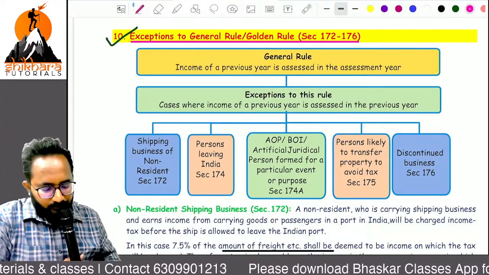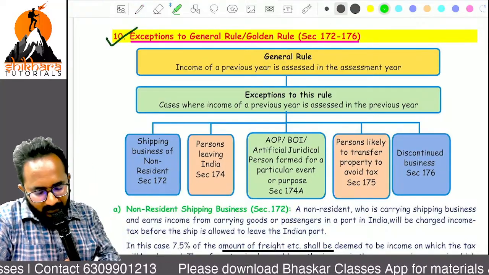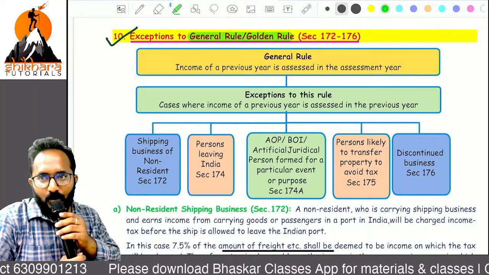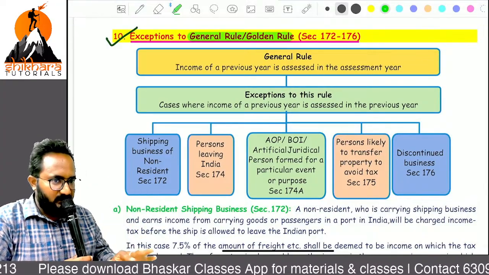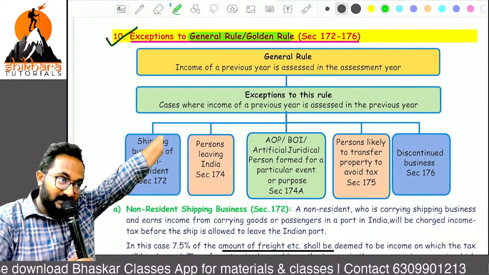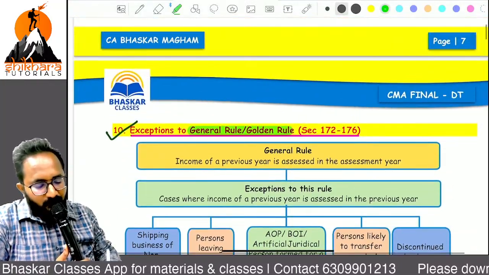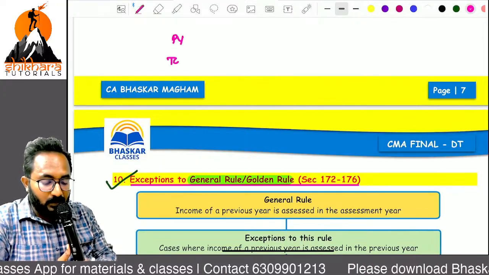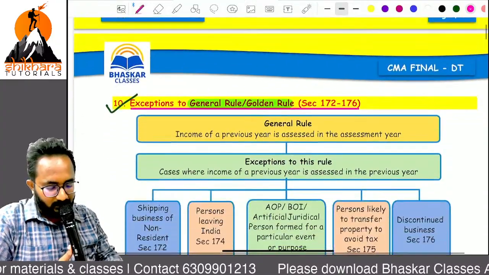Okay, next. Exception to the general rule, or golden rule. Do you know what is a general rule or golden rule? Income earned during the previous year, on that income you have to pay tax in which year? Assessment year. But now they are saying it as an exception. It means that if there is any income during the previous year, in that same year you are required to pay tax. No need to wait for the assessment year. So please check it out.